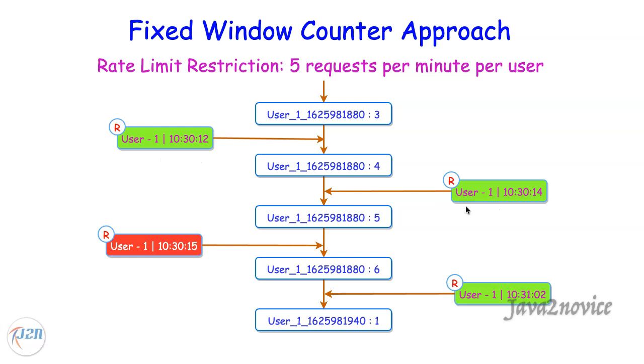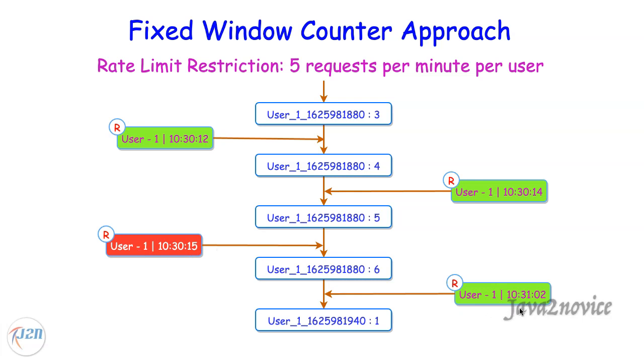The same user 1 is again sending a request at 10:30:14 seconds. The counter value will be incremented to 5 now. This request also will be accepted and processed as it is under the rate limit threshold. The same user is again sending a request at 10:30:15 seconds. The counter value will be incremented to 6. Now, since the counter has already reached the rate limit threshold, this request will not be processed; it will be rejected, denied.